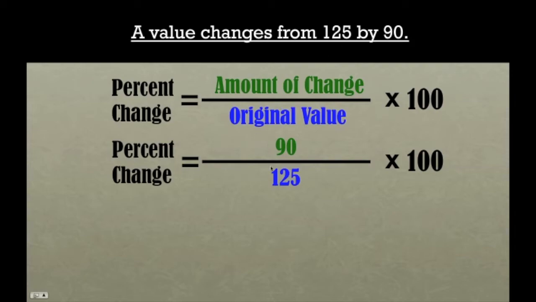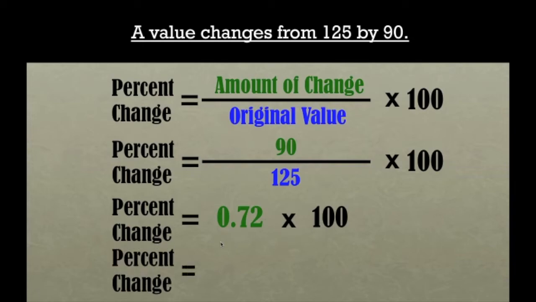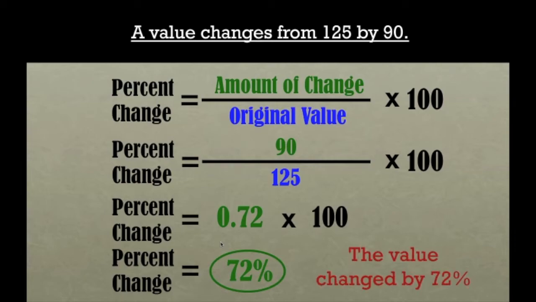So now we've got 90 over 125 times 100. Well, what's 90 divided by 125? That's going to give us 0.72. And we still have to bring down our times 100. So now we've got 0.72 times 100, and that's going to give us our percent of change, which is 72%. So we know that our percent of change is 72%.